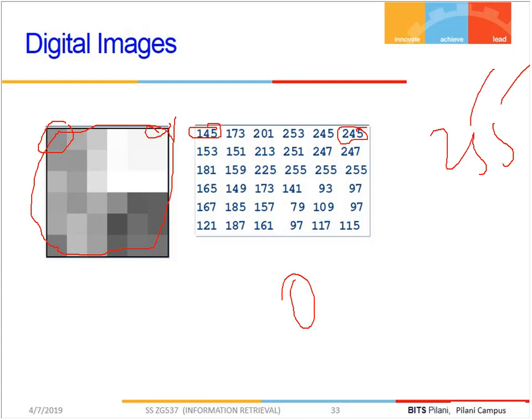And 0 means black. So these ranges are always between 0 to 255. This you have to remember. Each pixel will have its gray level value between 0 to 255 if it is a grayscale image. So these numbers represent the gray level values of each pixel of that image. This is how we represent the digital image.